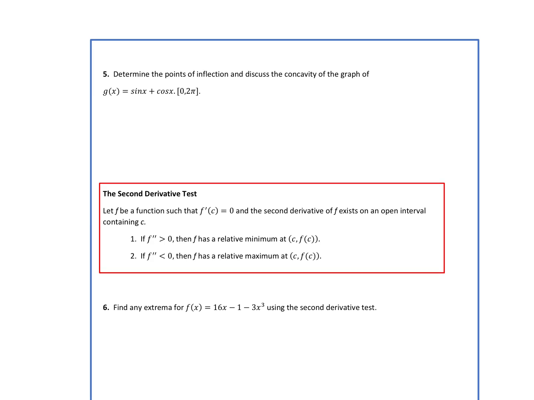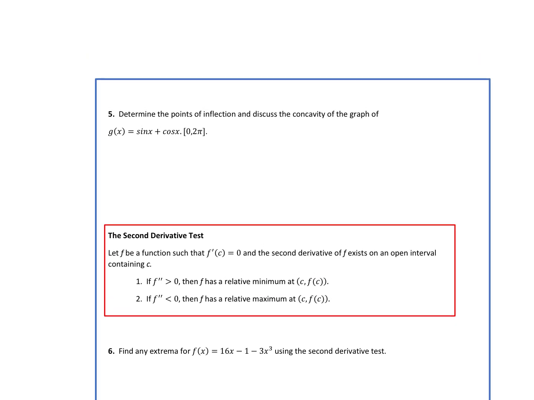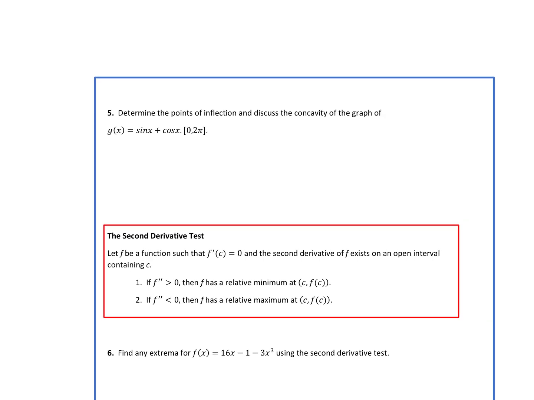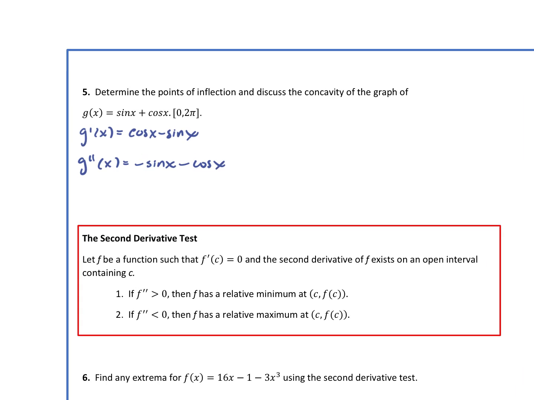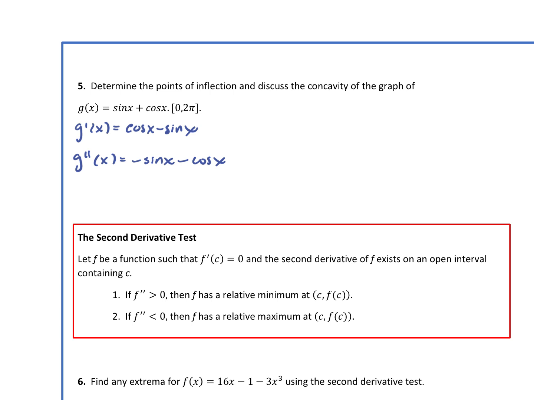All right, so sometimes you're going to have to do this with trig, which is a little bit of a pain, but same process. So we've got g prime of x. So you get cosine of x minus sine of x. And then g double prime is going to be negative sine of x minus cosine of x. So we set equal to 0. So you get negative sine of x minus cosine of x.